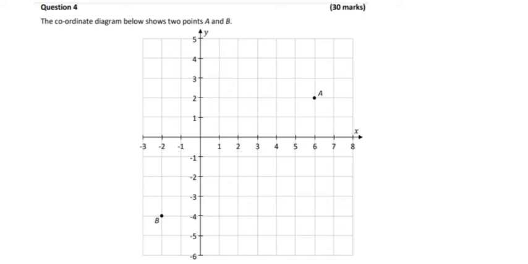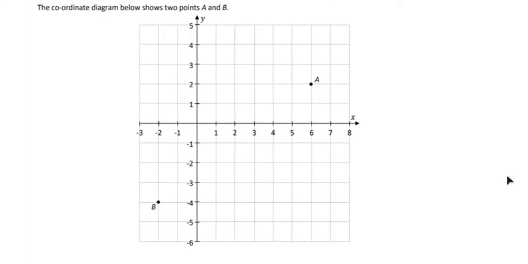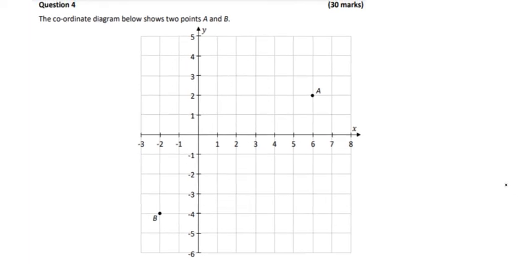Hi folks, this is question 4. So the first question just asks you to give the coordinates of the points. Just remember, you go left or right first and then up or down. If you're starting at the origin, you don't go up first, you go across first. To get the coordinates of A, you go across to 6 and then up to 2. So the coordinate is 6, 2.